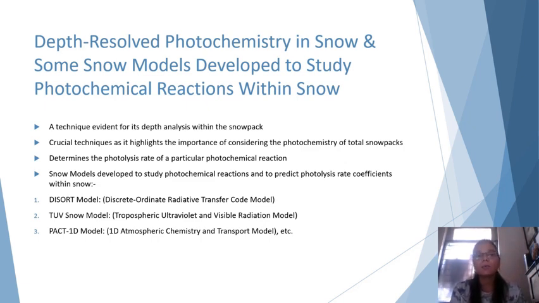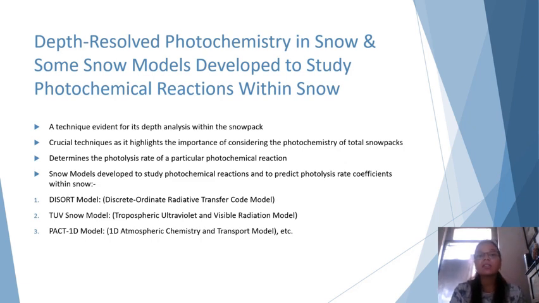Different models as reported in the literature can be used in calculating photolysis rate coefficients of the radicals produced by photochemical reactions within the snowpack under study, of course, with appropriate assumptions. To name a few, we have the DISORT model, that is discrete ordinate radiative transfer model, the TUV-snow model, tropospheric ultraviolet and visible radiation model, the PAPA 1D model, a 1D atmospheric chemistry and transport model, and so on.